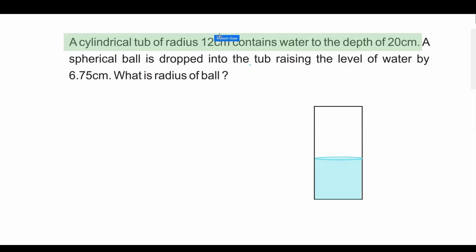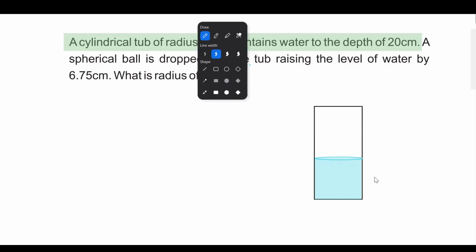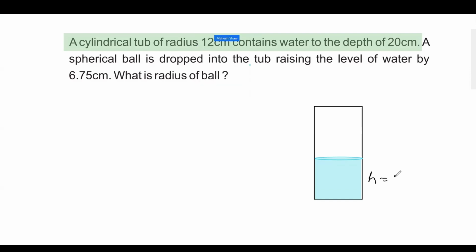Now, what we can observe is that the depth from below, that is, say h, is given as 20 centimeter. Further, we also know the radius over here. So the radius is how much? 12 centimeter.